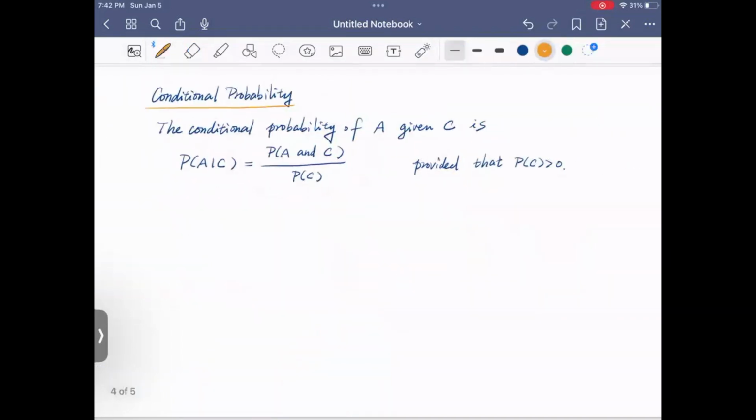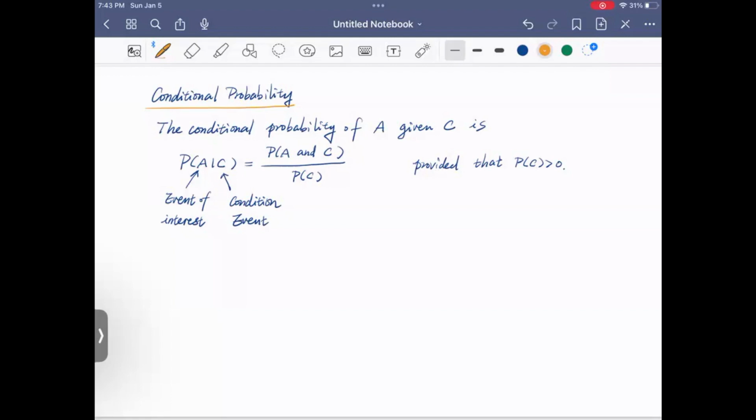So now let's review the definition of conditional probability. The conditional probability of A given C is equal to the probability of A and C divided by the probability of C. So the numerator is the probability of the intersection of A and C, and the denominator is the probability of the condition C. So in this formula, A is the event of interest, and C is the condition event.